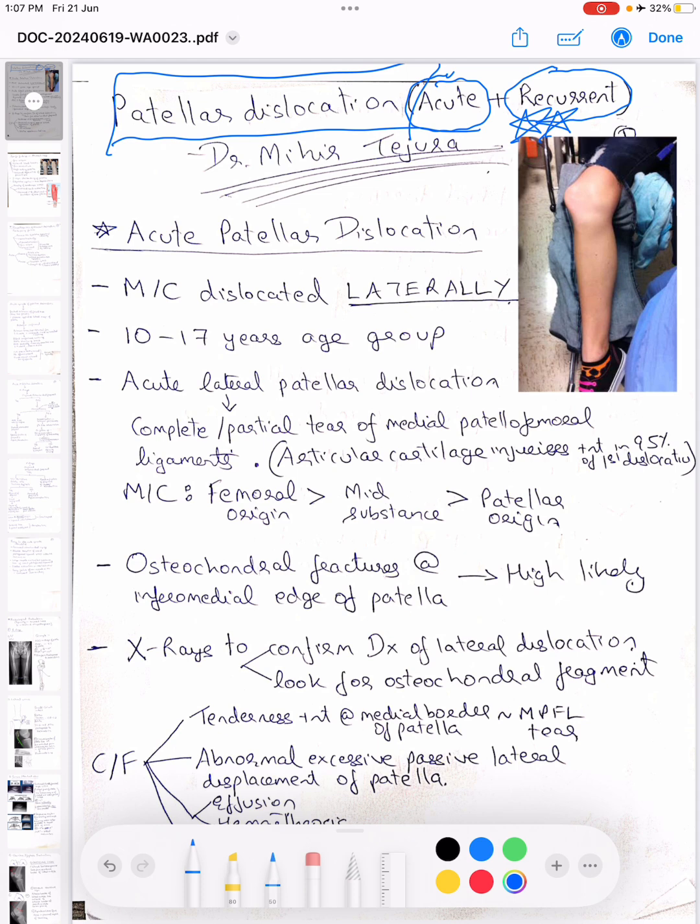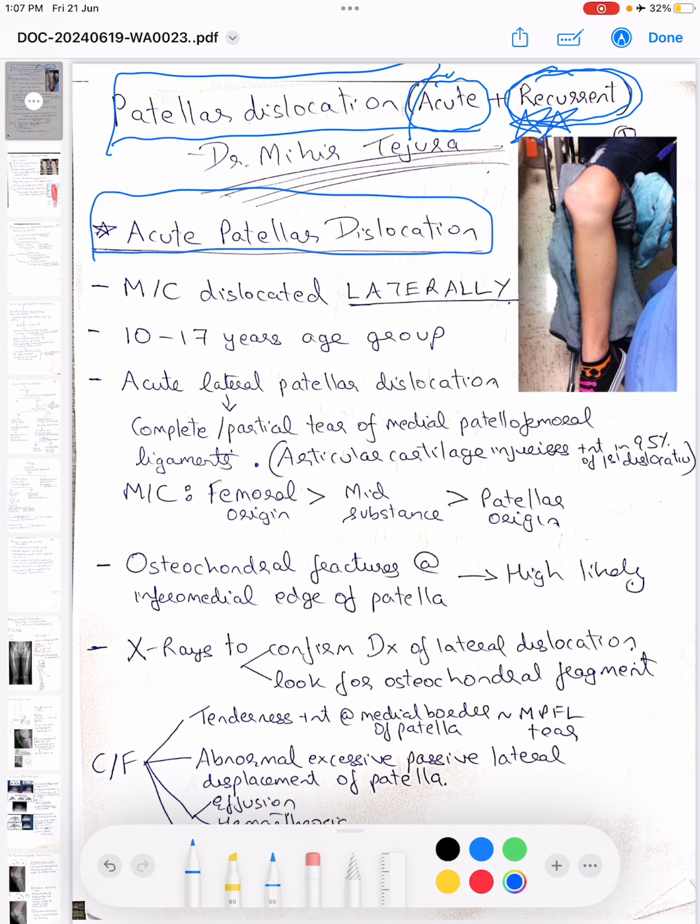We are going to understand how we reduce a case of acute patellar dislocation in casualty. We are going to understand the most important part, the radiological evaluation of the etiopathogenesis of recurrent patellar dislocation, especially trochlear dysplasia. And at the end, we are going to discuss the surgical management of recurrent patellar dislocation in brief. So without further ado, let us begin with the idea of acute patellar dislocation.